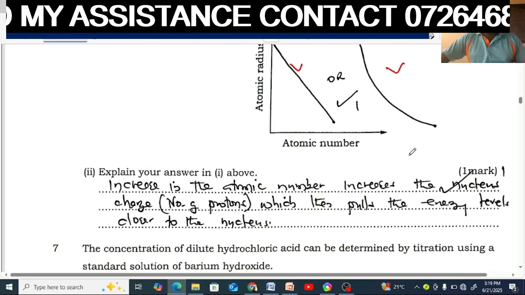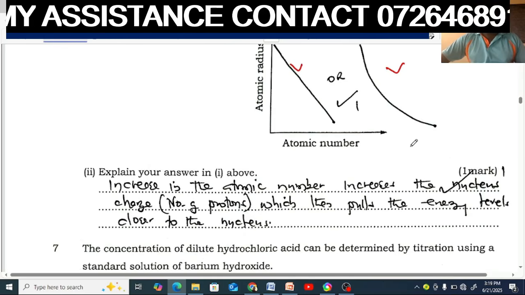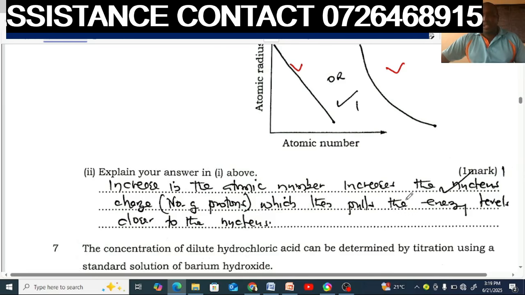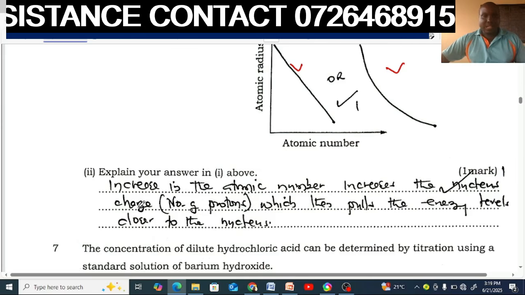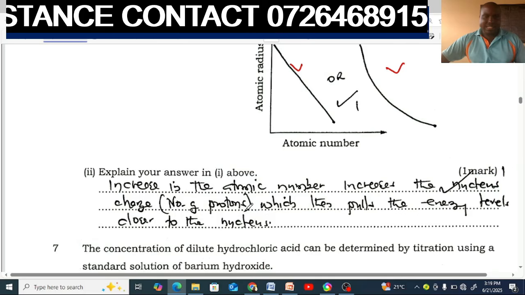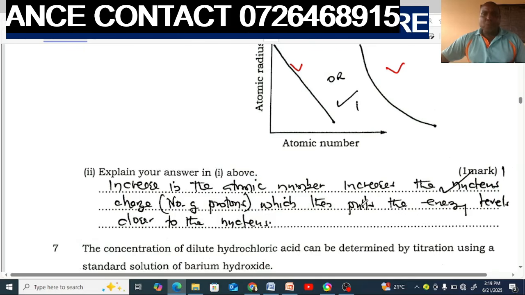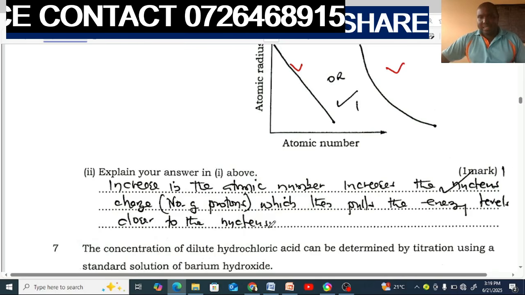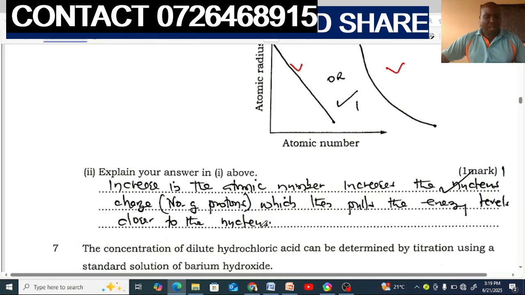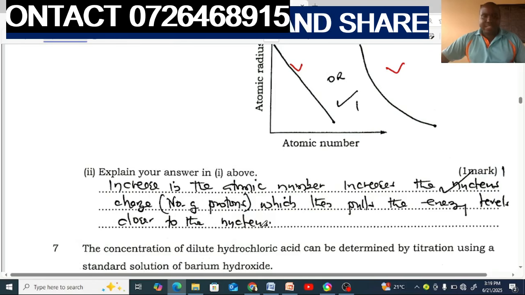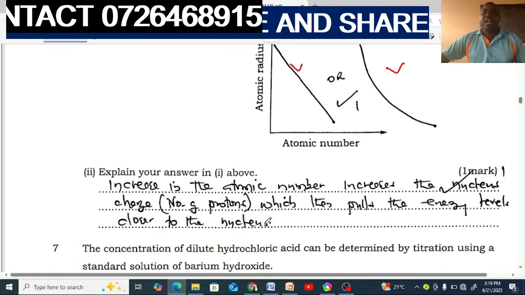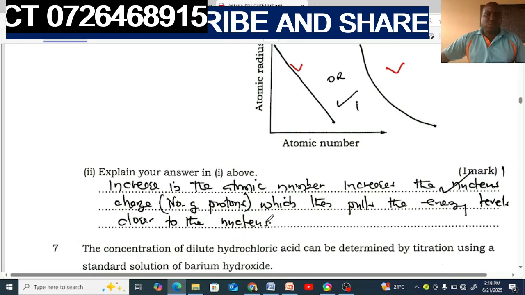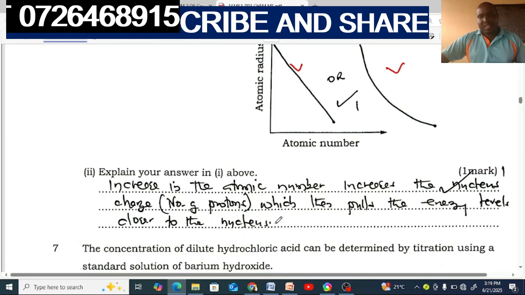So remember, explain your answer. Increase in the atomic number increases the nuclear charge. It increases the nuclear charge, meaning the number of protons increases, which then pulls the energy levels closer to the nucleus. So once the nuclear charge is increased, the electrons in the outermost energy levels are pulled closer to the nucleus because the nuclear charge has increased.